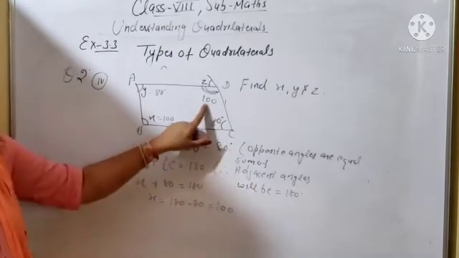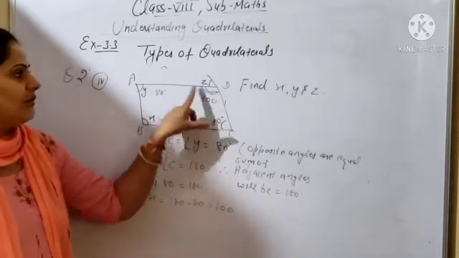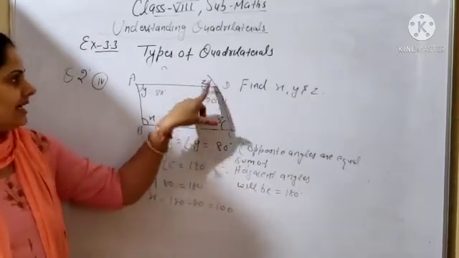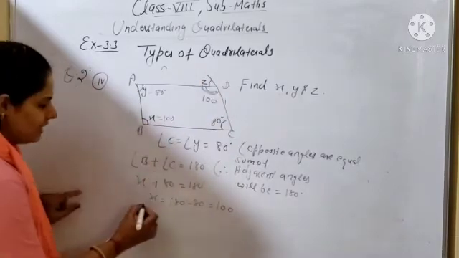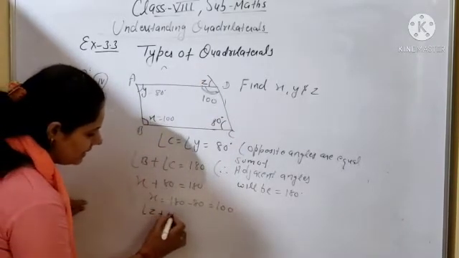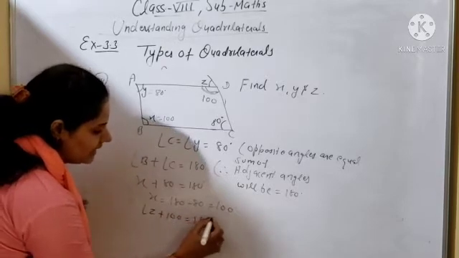Okay, this one is interior, beta, not z. You have to find the value of z. If the interior angle is 100, what will be the value of z? So you can say angle z plus 100 will be equal to 180, because it is a straight line angle.